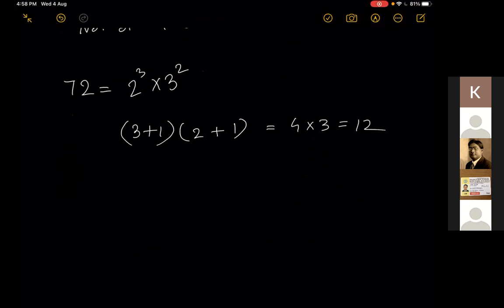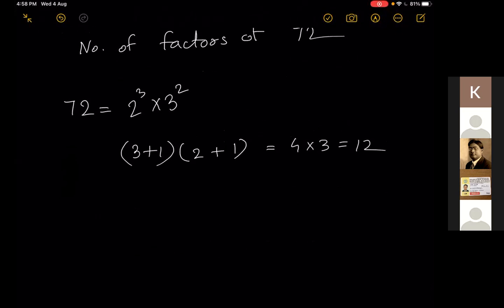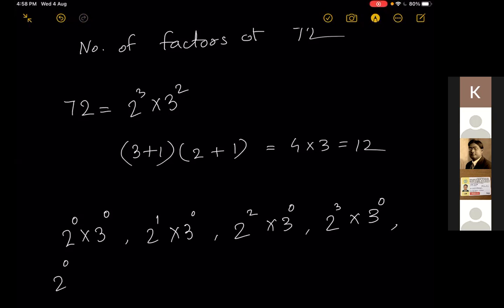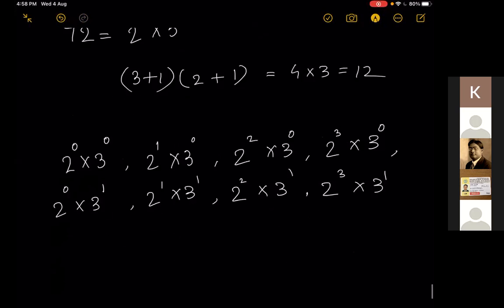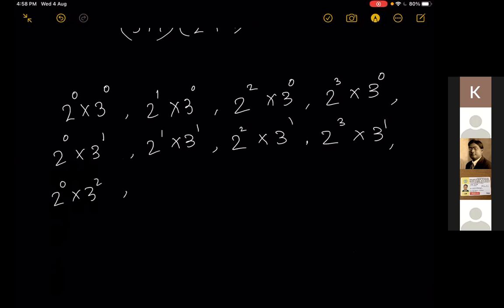Also, now if you try to list out these 12 factors from a combinatorial point of view, not from the numerical point of view: 2 to the power 0 into 3 to the power 0, 2 to the power 1 into 3 to the power 0, 2 to the power 2 into 3 to the power 0, 2 to the power 3 into 3 to the power 0. Then 2 to the power 0 into 3 to the power 1, 2 to the power 1 into 3 to the power 1, 2 to the power 2 into 3 to the power 1, 2 to the power 3 into 3 to the power 1. Similarly, the last row will be with 3 square. Okay, these are all the factors. This is how you count them.